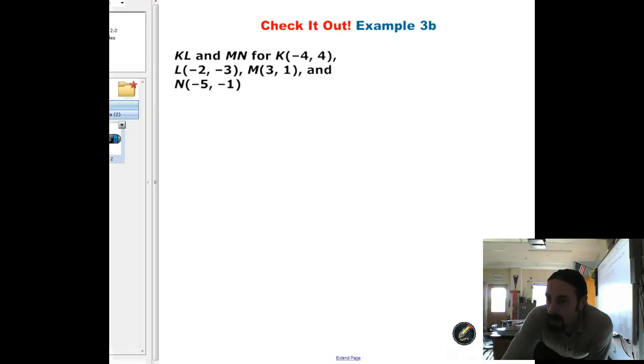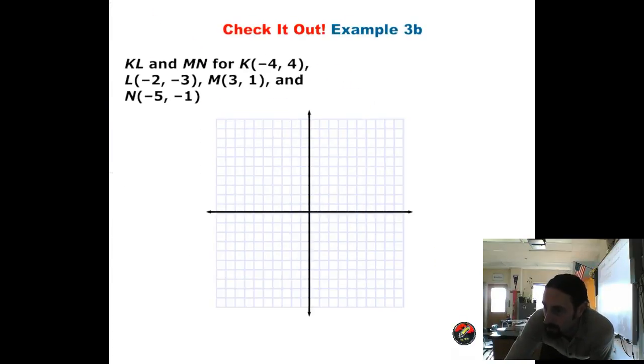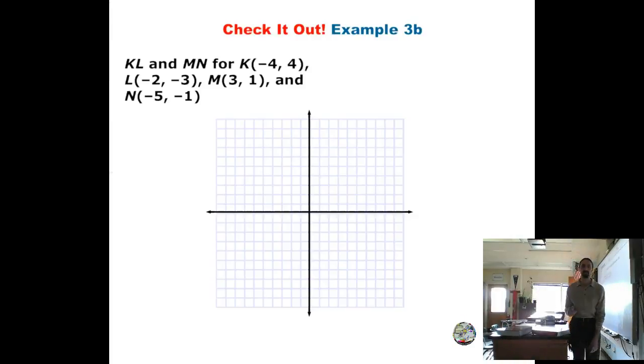So let me pull up a quick piece of graph paper. Sorry to keep you waiting there. I know you guys are chomping at the bit to knock these problems out. All right, let's try this one here. K is negative 4, 4. So there's K. And L is negative 2, negative 3. All right, L. And then M is 3, 1. And N is negative 5, negative 1.